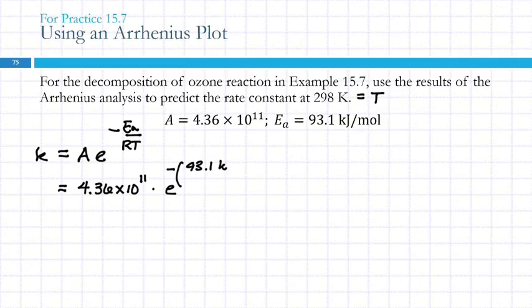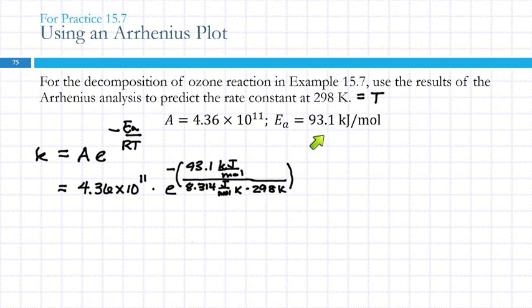93.1 kilojoules per mole divided by 8.314 joules per mole Kelvin times 298 Kelvin. It's a mess. This is an example of where you could get tripped up with kilojoules and joules.